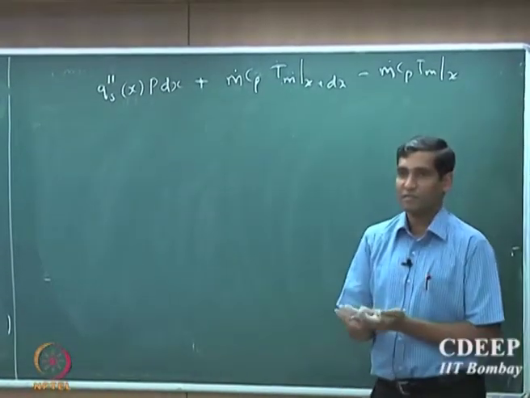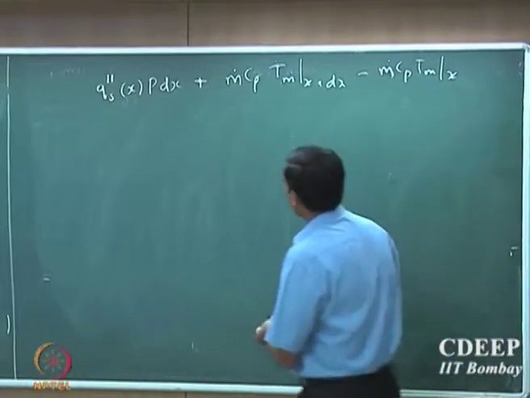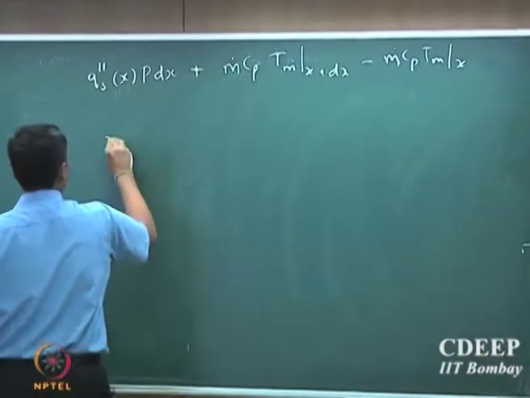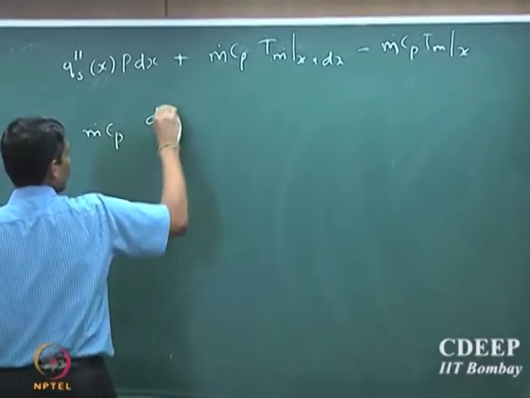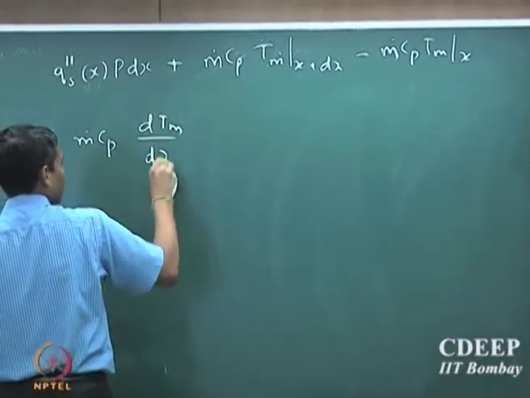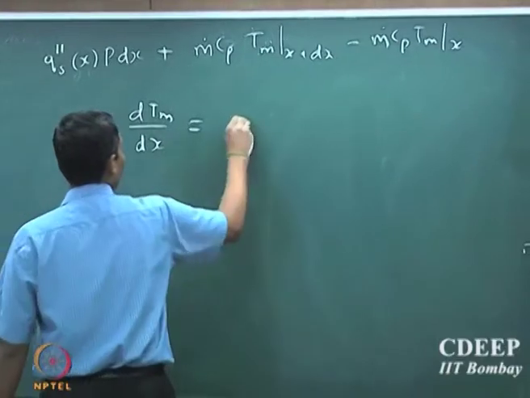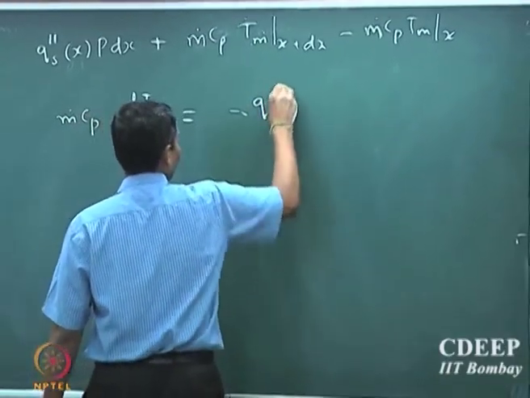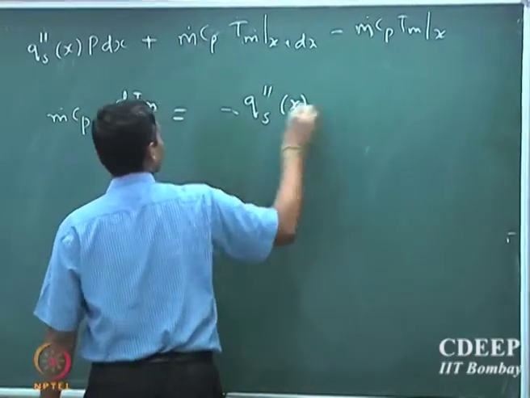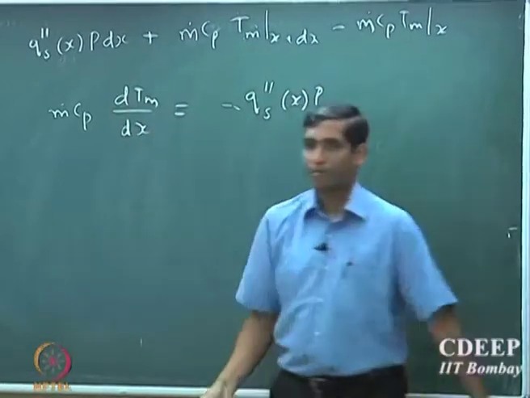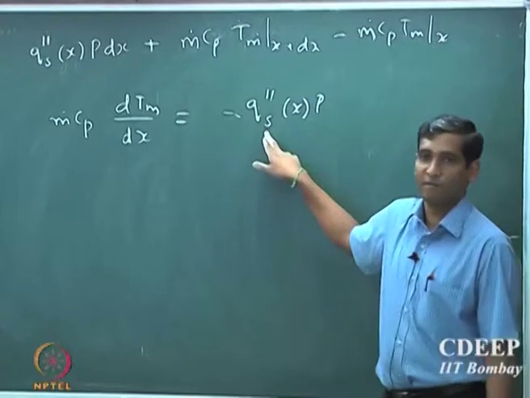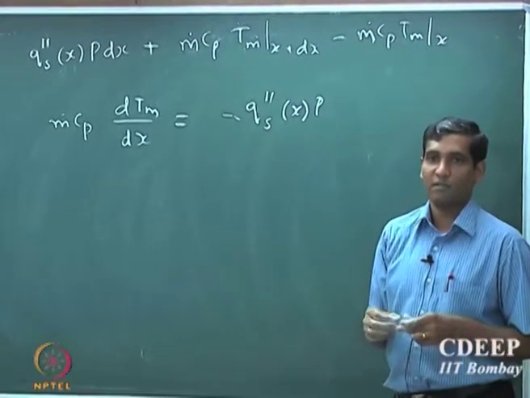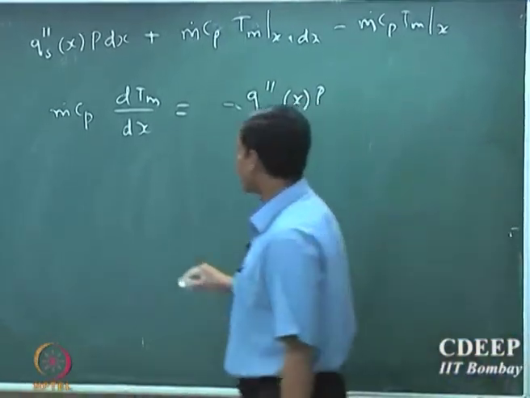Okay. So I can rewrite this as m dot Cp into dTm by dx, that should be equal to minus Qs into P. Okay. So how do I define Qs? What is Qs?